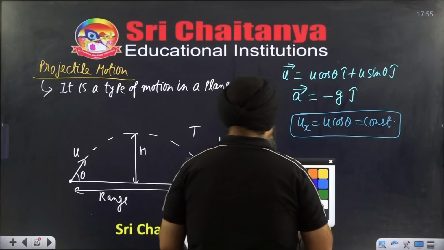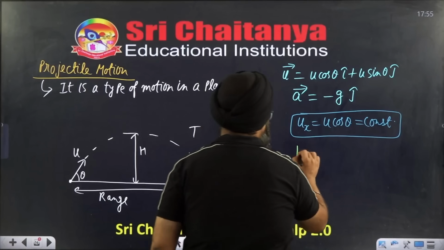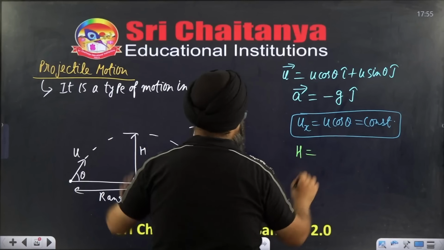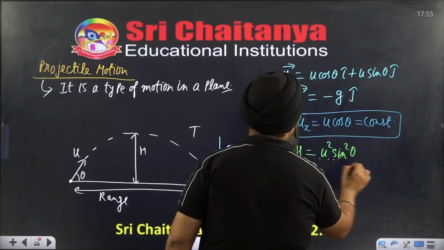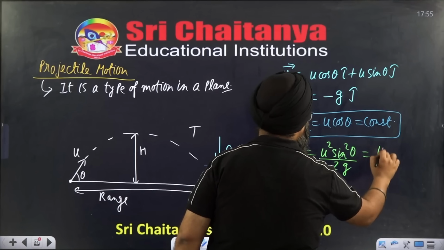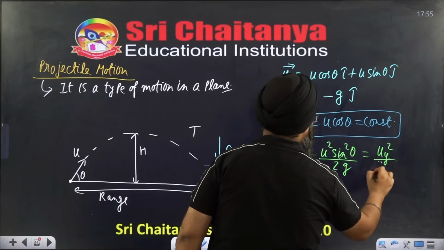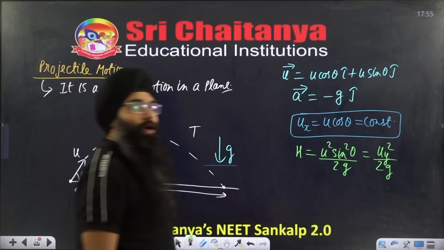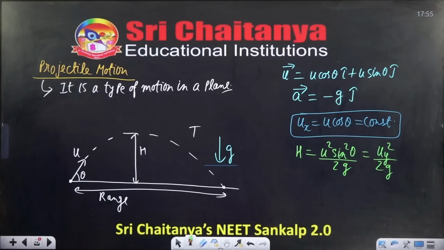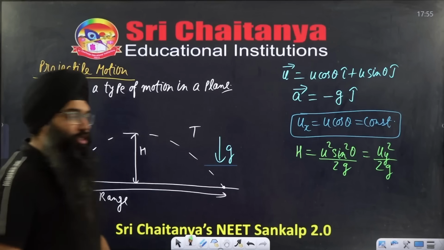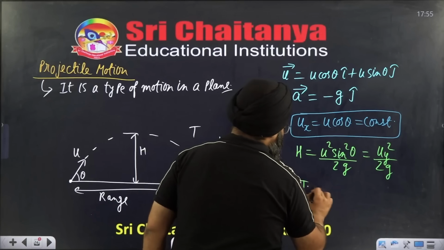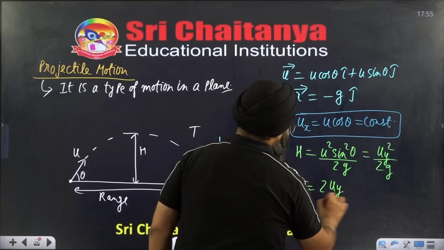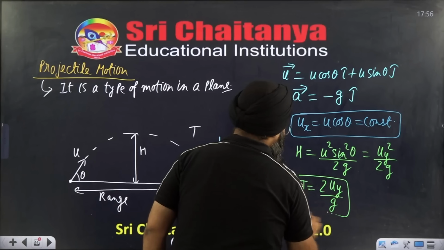So what will be the maximum height which is reached? The maximum height which is reached is basically u square sin square theta divided by 2g, or I can also write it as uy square divided by 2g. This is the maximum height which can be reached by the particle. I want to calculate the time of flight. So time of flight will be 2uy by g.